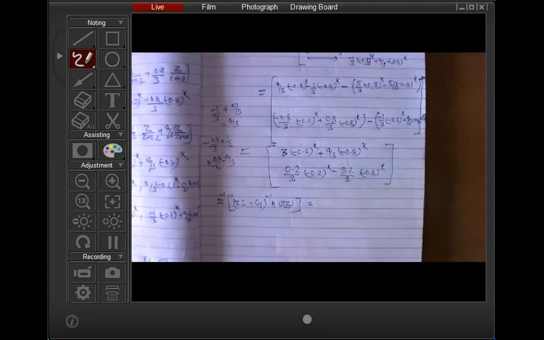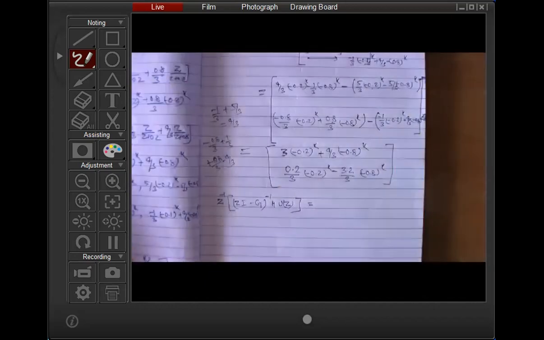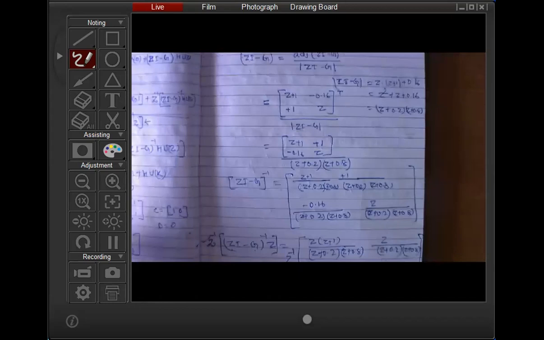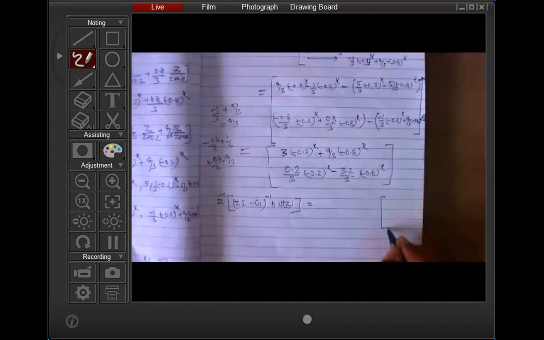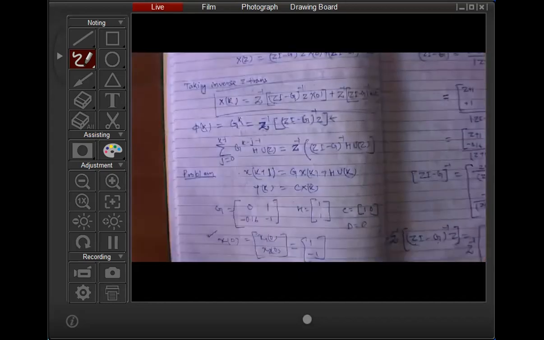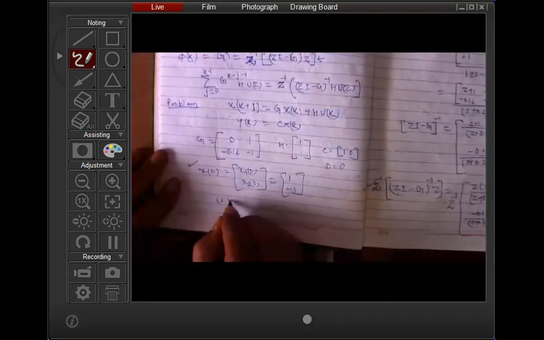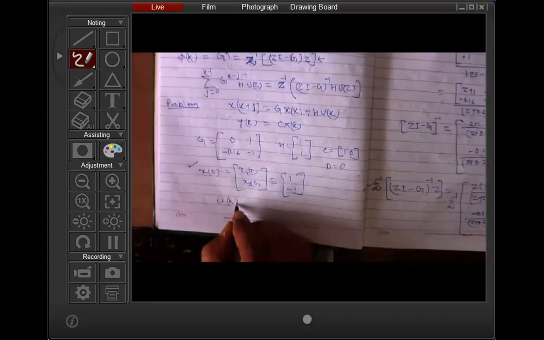So what is the value of zI minus G inverse? And what is the value of the H matrix? The H matrix is equal to [1 1], and suppose the input matrix is a step input. Suppose the input is a step matrix.